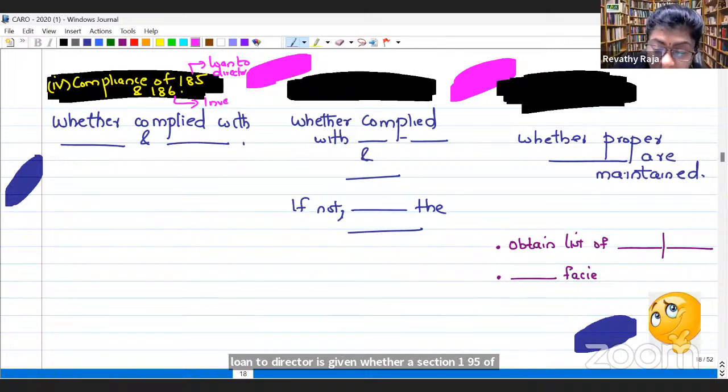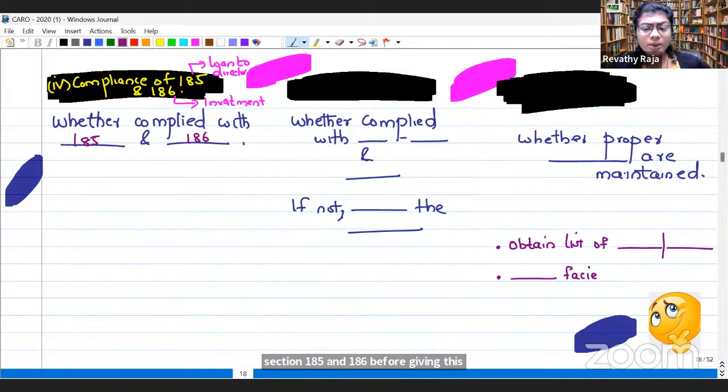186 is investment by the company. There are a lot of conditions. Whether management, BOD, has complied with section 185 and 186 before giving this. There are loan to directors, investment in subsidiary, etc. So can we club this under related party?